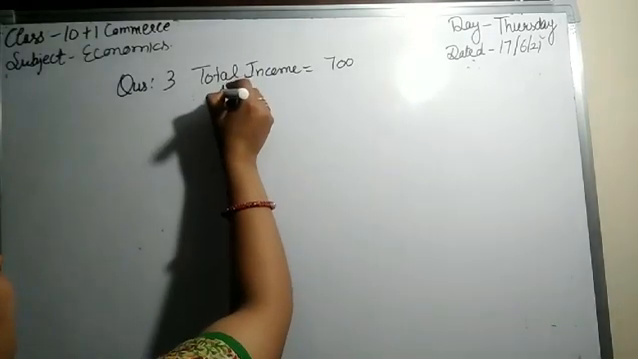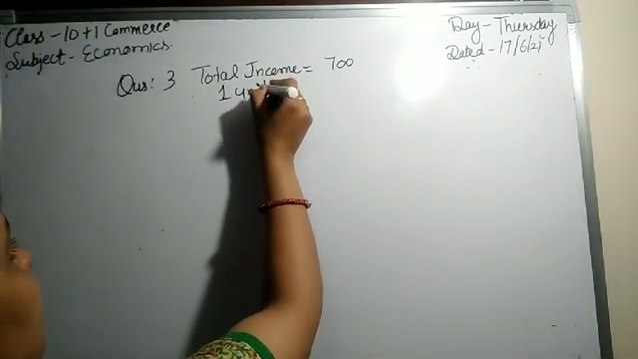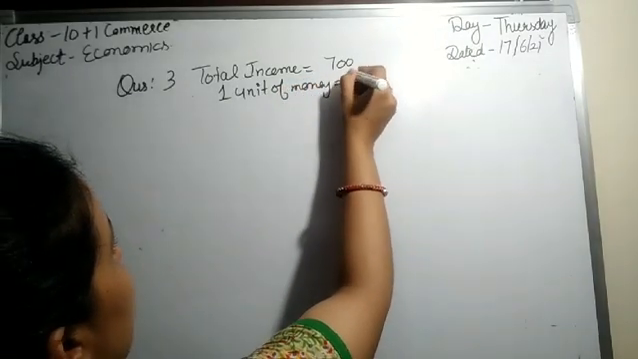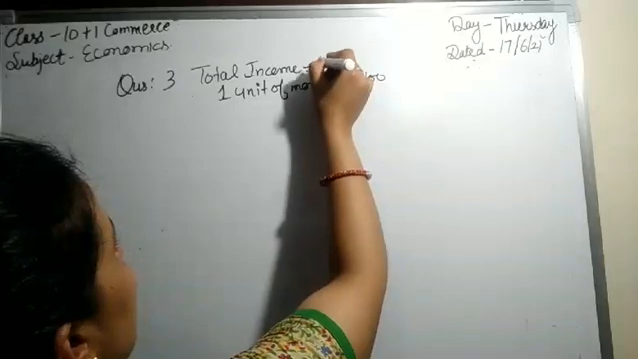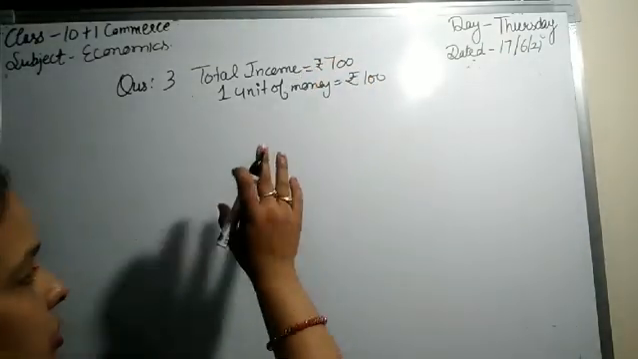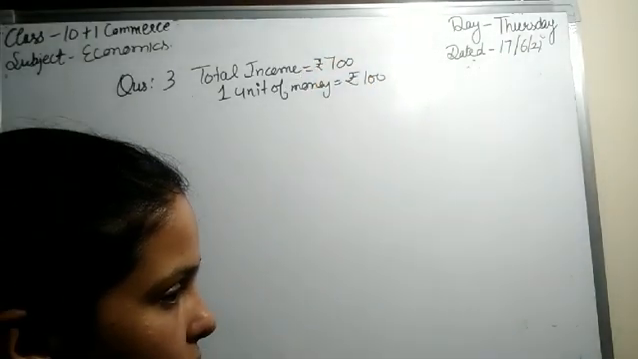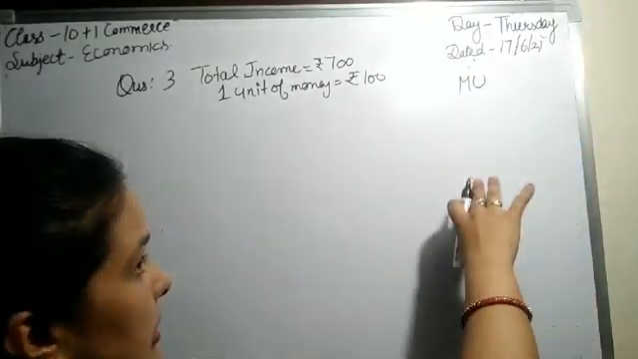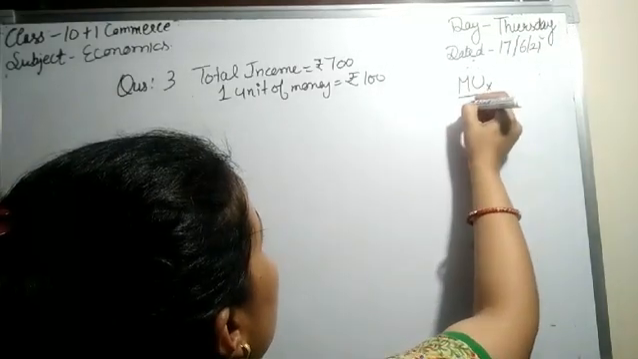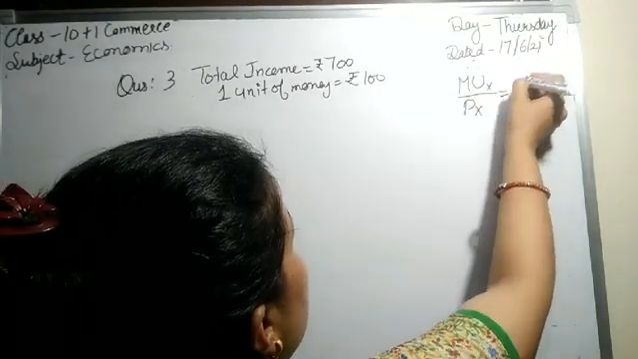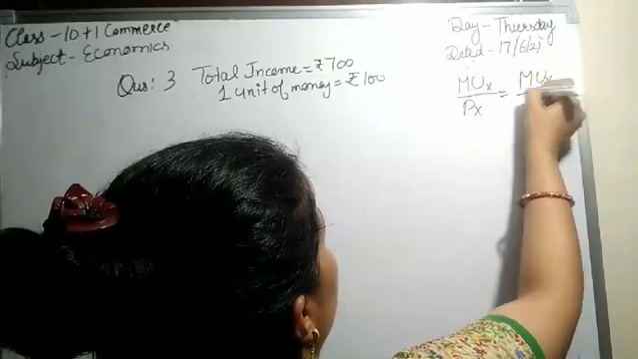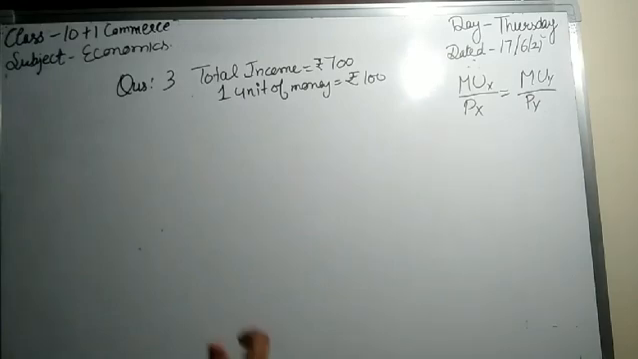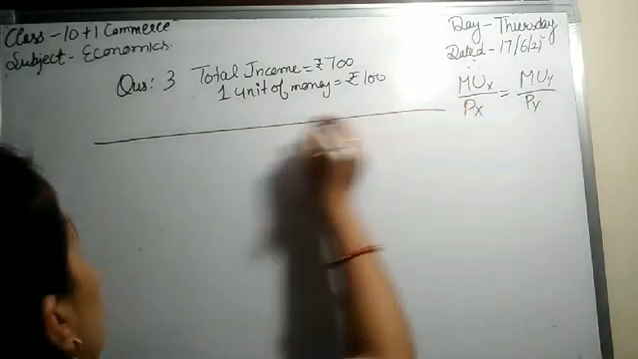So we have to assume that 1 unit of money is equal to rupees 100. Now this is the same as question number 2. In this we have to ascertain the position and the stage where the marginal utility of commodity X by its price is equal to the marginal utility of commodity Y by its price. So the table is given in the question.